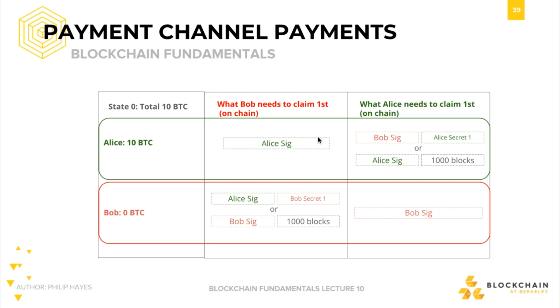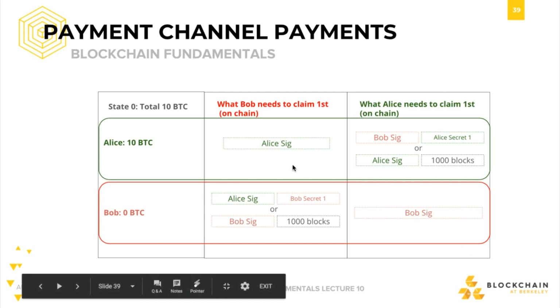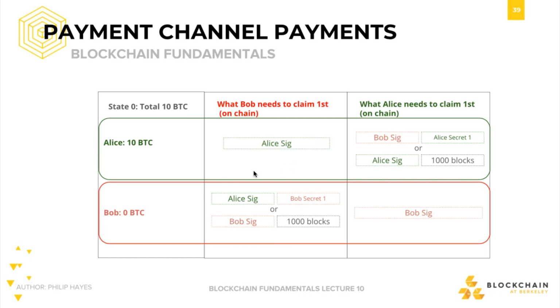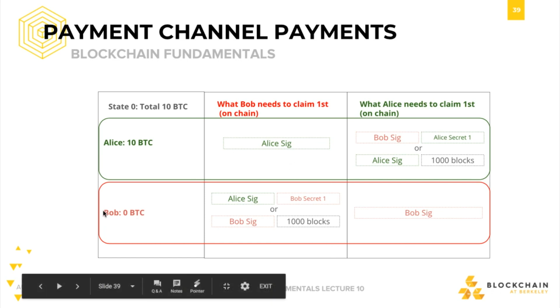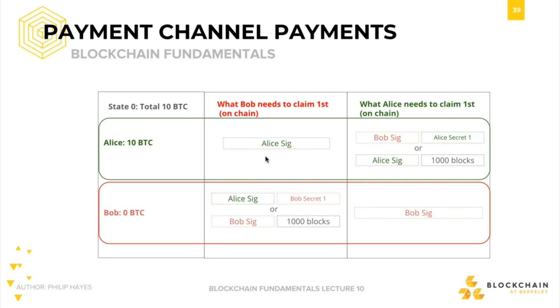Well, Bob has no money. Well, what prevents Bob from stealing Alice's money? If Bob here wants to take Alice's money, he needs Alice's signature. But Alice is not going to give him her signature for free, or she's just not going to give him her signature. So Bob's not going to get Alice's money.